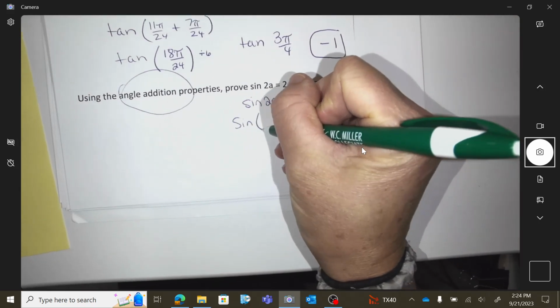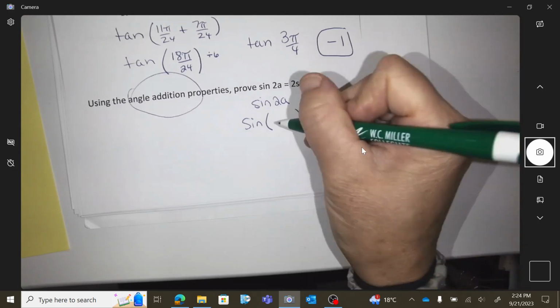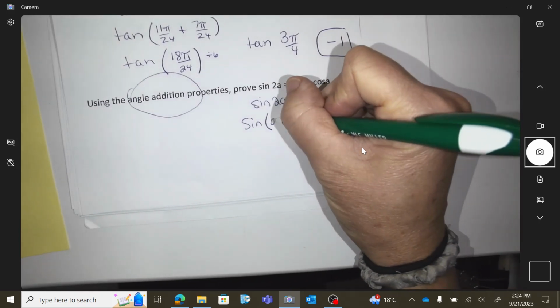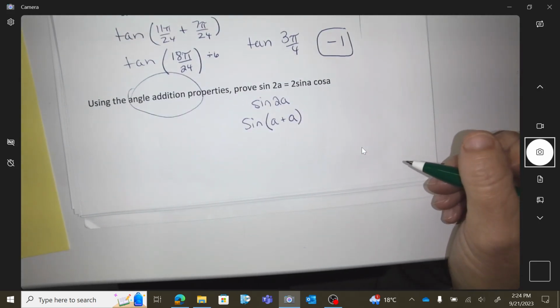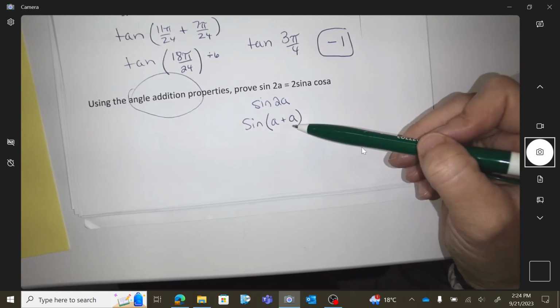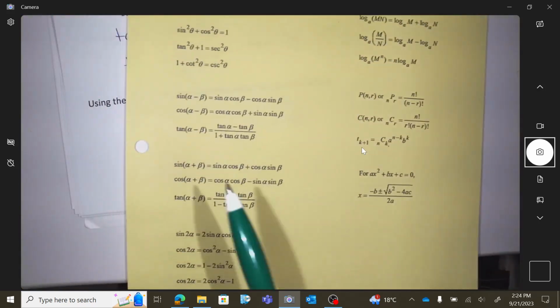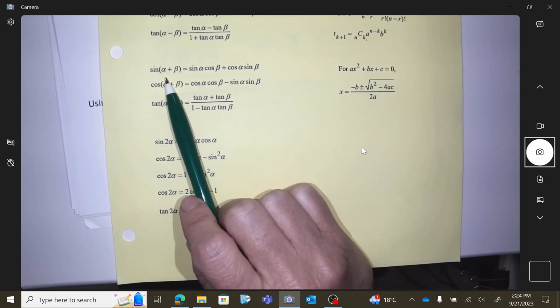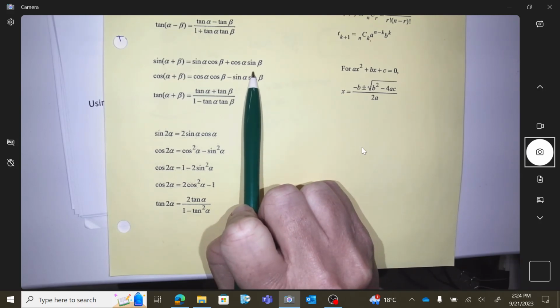So what could I add together to get 2a? What could I do as something plus something to get to 2a? 1a plus 1a. Okay. So that's the angle addition. Now, go to your angle addition formula. So that would be here. Can you replace with this expanded formula?